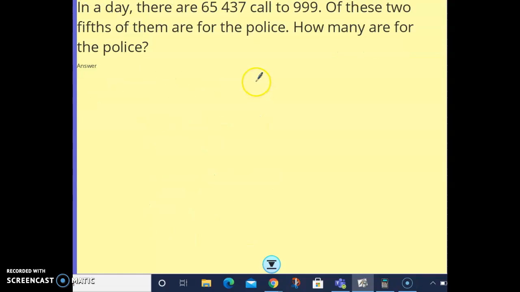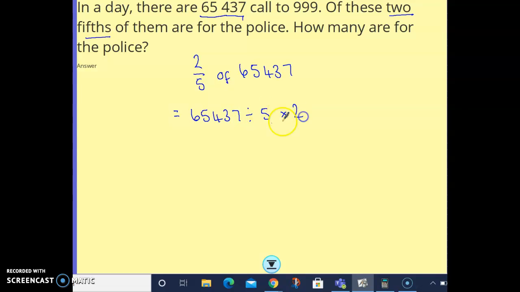Okay, next question. In a day, there are 65,437 calls to 999. Of these, 2/5 are for the police. How many of them are for the police? So 2/5 of 65,437 to the police. To find 2/5 of something, we divide by the bottom and we times by the top. So dividing by 5, timesing by 2.